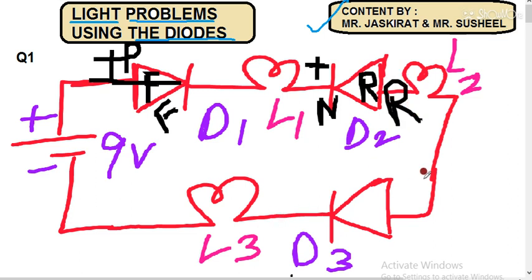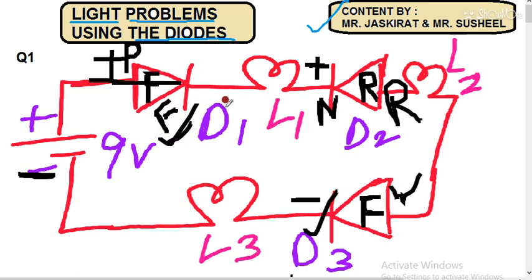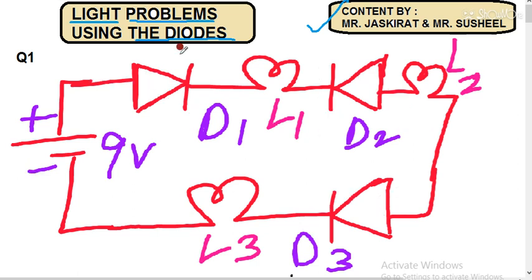Now see this diode. This is negative voltage, so negative voltage will be connected here. This diode will be forward biased. But students, you can see diodes D1 and D3 are forward biased, but diode D2 is reverse biased. You can note down which diode is forward biased and which is reverse biased.